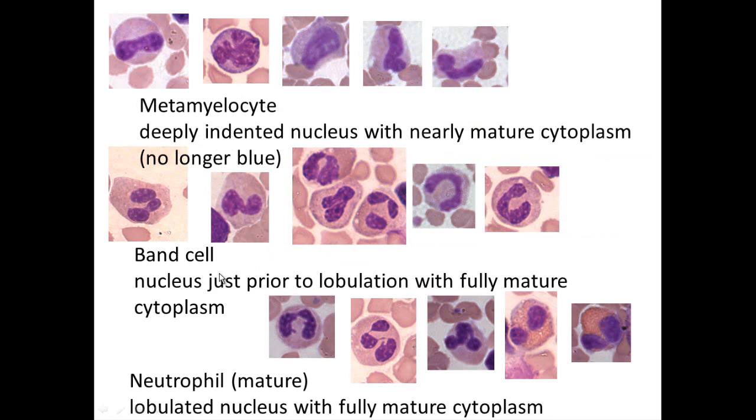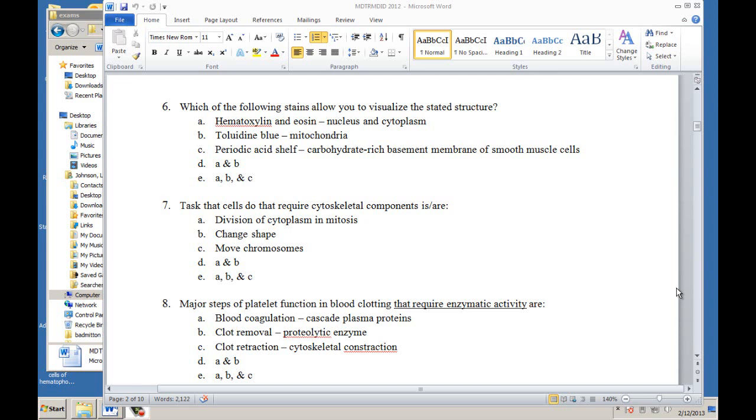The band cell is a cell that's released whenever you have an infection and you need a lot of neutrophils. So this one, mature cytoplasm pretty much, but more of a sickle shape. The lobes have not completely formed in the band cell. But the mature neutrophil has a completely lobulated nucleus, complete mature cytoplasm. As we can see, this is an eosinophil, these two, but it has a completely lobulated nucleus and mature cytoplasm in those forms. More questions for you.